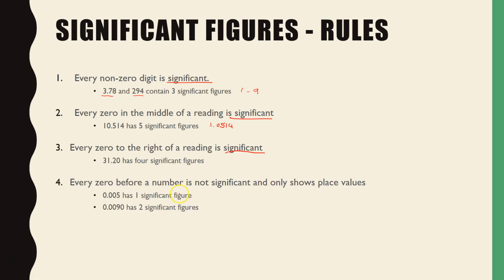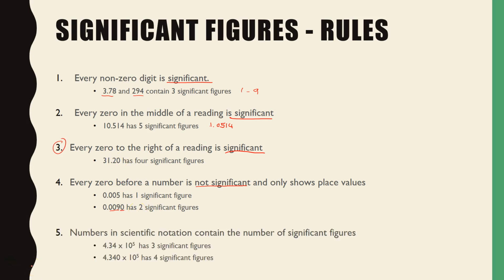When you have zeros before a number begins, so if the number is less than 1, typically that is when they are not significant, and they only show place values. So in the case of 0.05, 1 significant figure. In 0.009, we have 1 significant figure. However, if there's a zero following it, 0.030 here, we get 2 significant figures, because any zero following a number is significant.